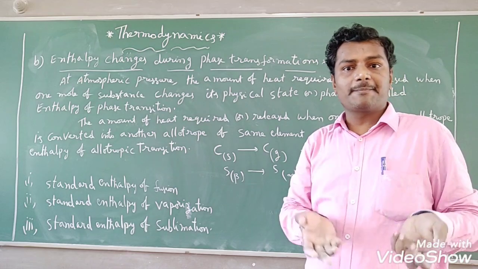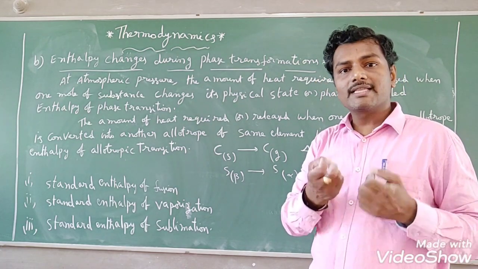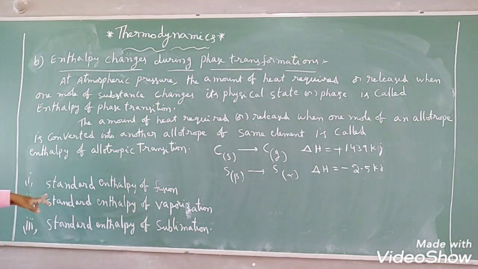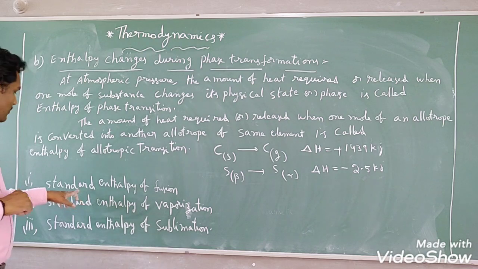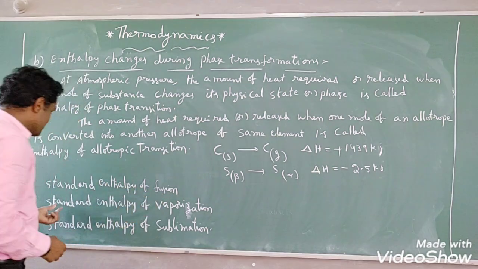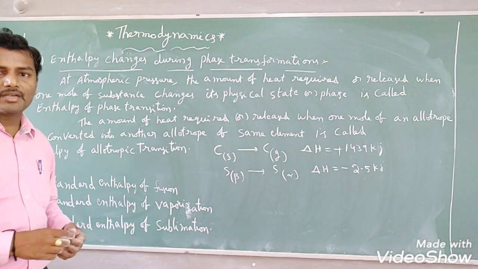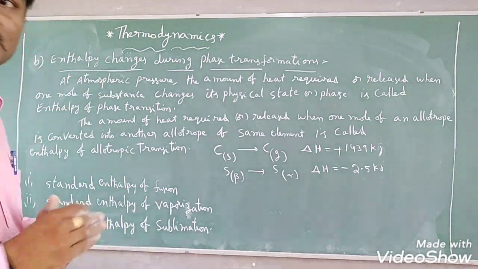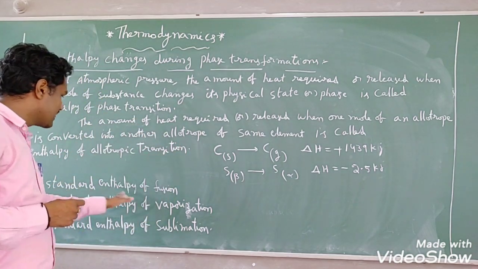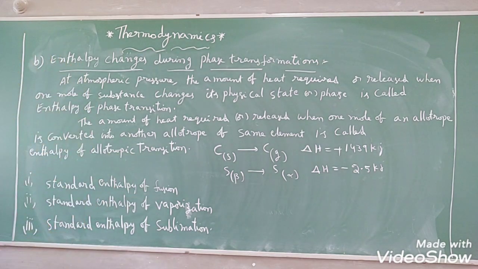We have different types of enthalpy changes of phase transition. What are the main types in the syllabus? Standard enthalpy of fusion, standard enthalpy of vaporization, standard enthalpy of sublimation. We are going to discuss these in detail, taking them one by one, students. Here, the first one is standard enthalpy of fusion. We will take it and discuss. You copy this one.